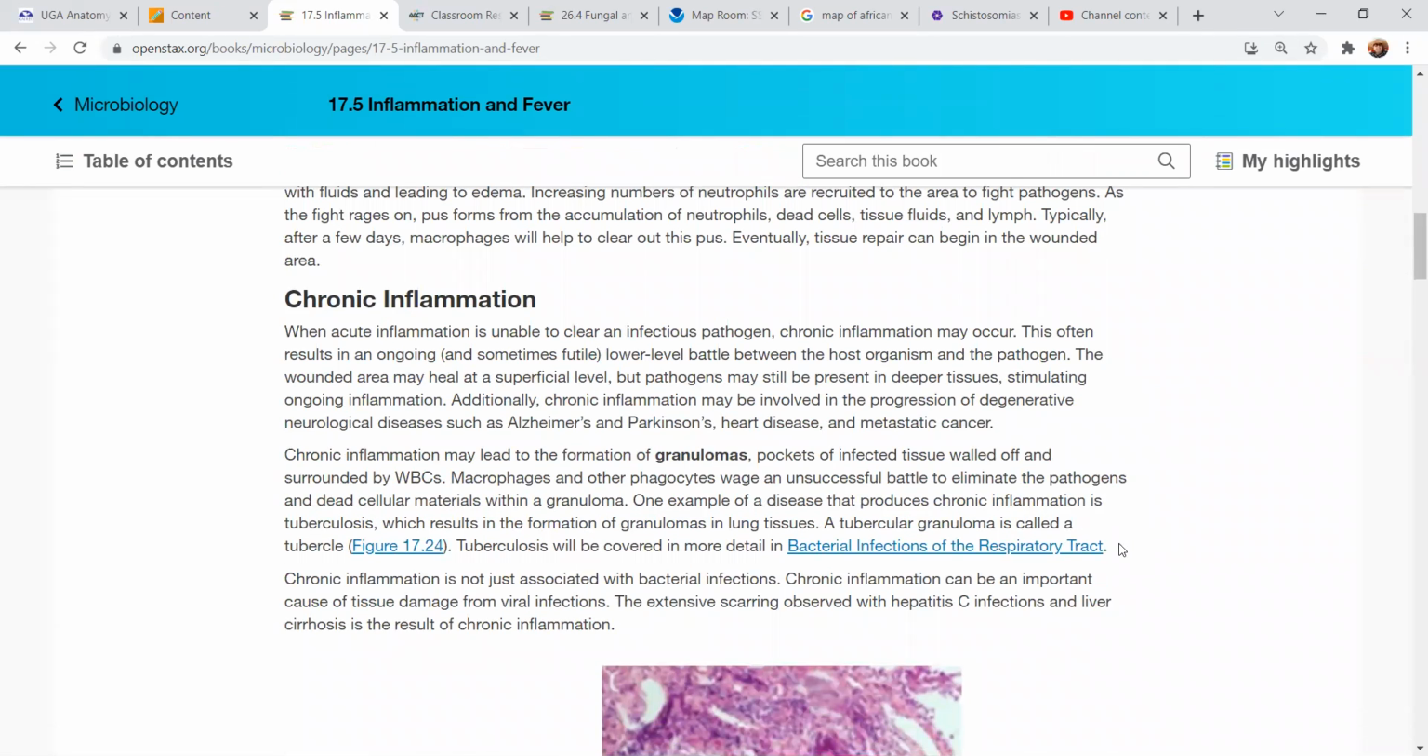Now, when acute inflammation is unable to clear the pathogen, then chronic inflammation may occur. And this can result in an ongoing battle between the host and the pathogen. At the superficial level, it looks like the wound has healed, but beneath the surface, this battle, this fight can still be ongoing. And chronic inflammation can also be involved in a lot of different conditions.